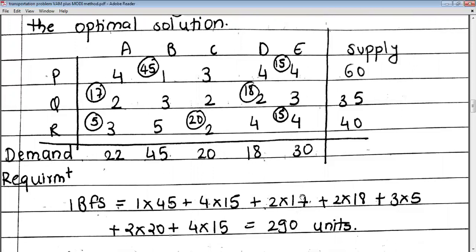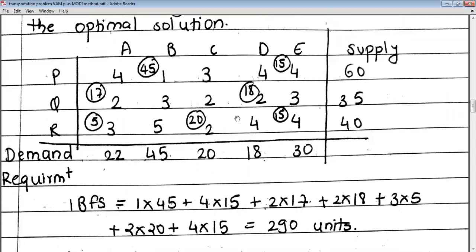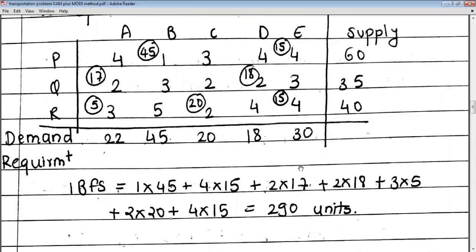Let's see what the first step is. The first step is to check the acceptability of this solution, that is, whether the given allocations are done correctly or not. For that, we check the number of allocations using the formula m plus n minus 1, that is number of rows plus number of columns minus 1. So 3 plus 5 minus 1 equals 7. You should have 7 allocations, and you already have 7, so the given IBFS is acceptable.